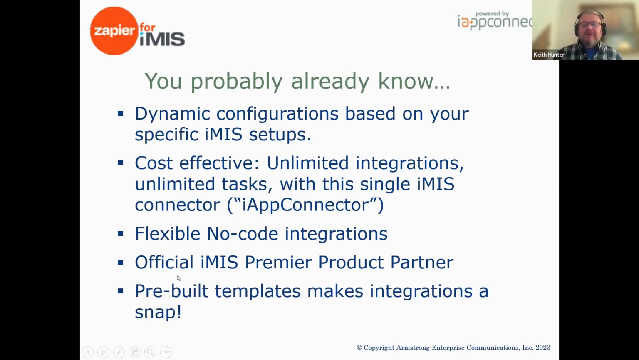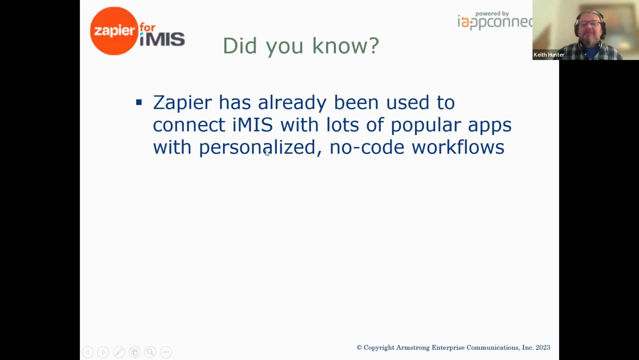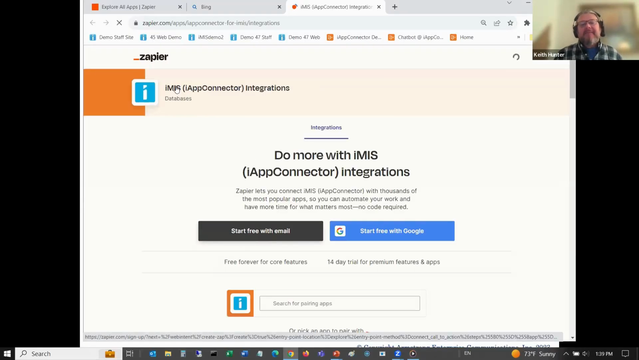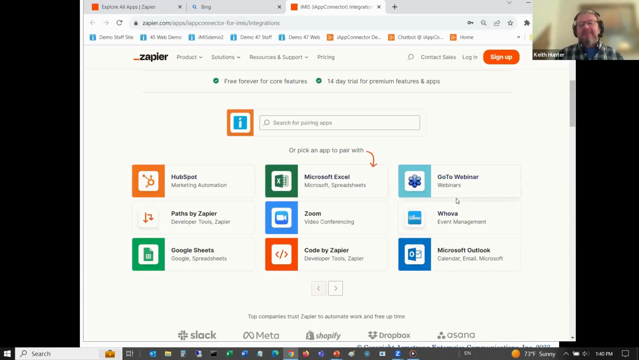There are also, you may know this, pre-built templates that make integrations a snap. These popular personalized no-code workflows with pre-built templates can be seen really easily here. So I'm just going to click this link, which takes me to the iMIS profile on Zapier. And you could just do a search for iMIS and come to this page when you're on Zapier. Just go to this search here and search for iMIS. And as I scroll down here, you can see things that are commonly connected to iMIS, and the list goes on and on. You can search through that.